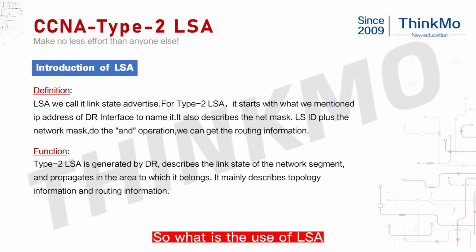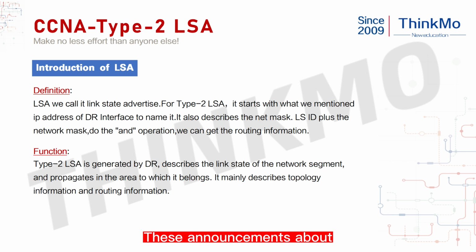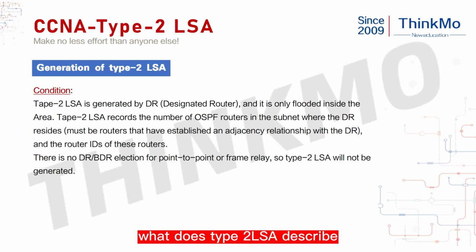So what is the use of LSA? It is used to describe topology information and routing information, these announcements about the status of the link. And then we're going to look at what a Type 2 LSA describes. In the process, it also involves topological information and routing information.